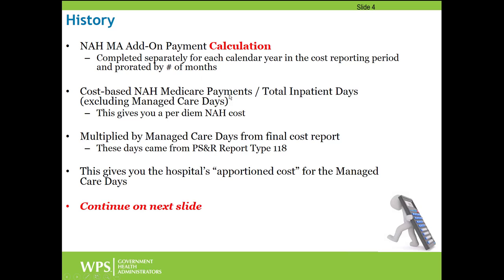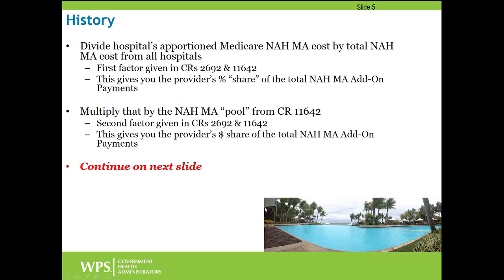So what this first calculation gives you is essentially the hospital's apportioned cost related just to managed care days. Now that doesn't mean that's what reimbursement they're going to get for this add-on payment, but it's an important factor in that calculation. So continuing on, we're going to take that apportioned Medicare Advantage nursing and allied health cost, and we're going to divide it by the total nursing and allied health Medicare Advantage cost from all hospitals nationwide.